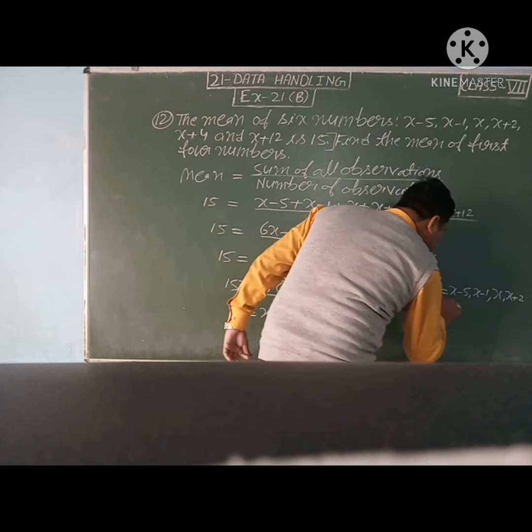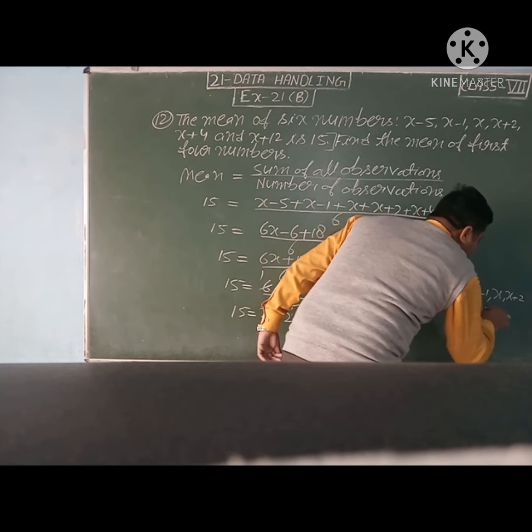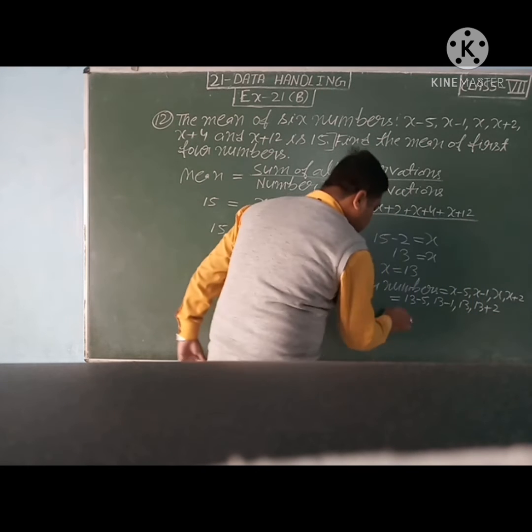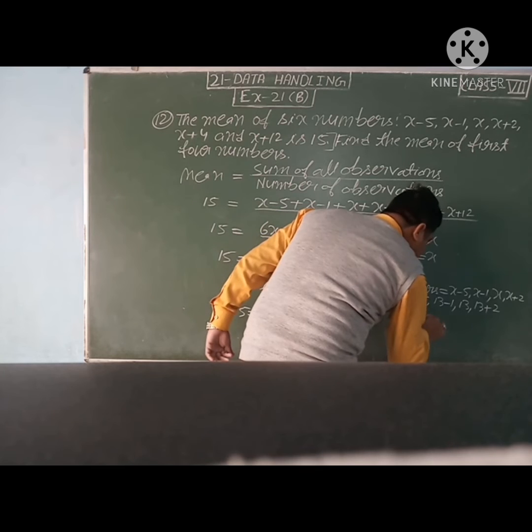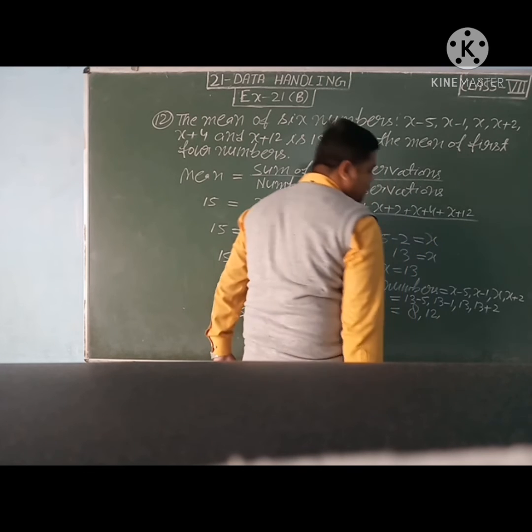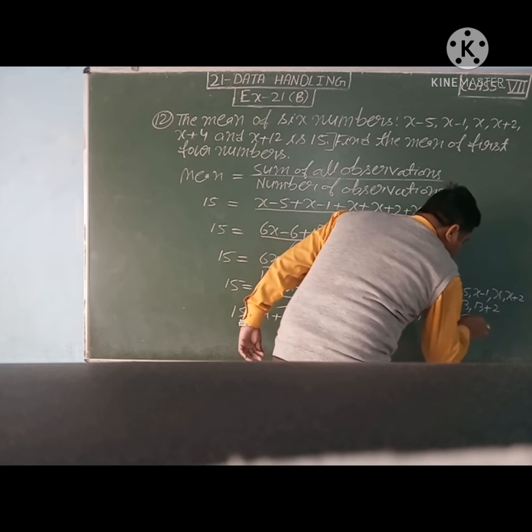Then 13 minus 1. Then 13. Then 13 plus 2. So 13 minus 5, 8. 13 minus 1, 12. Then 13. Then 13 plus 2, 15.